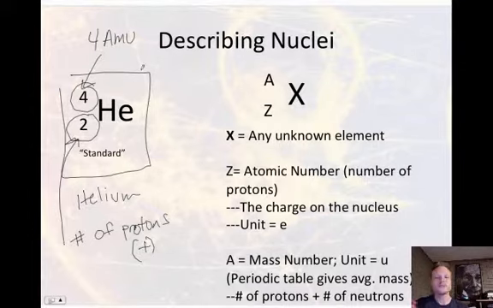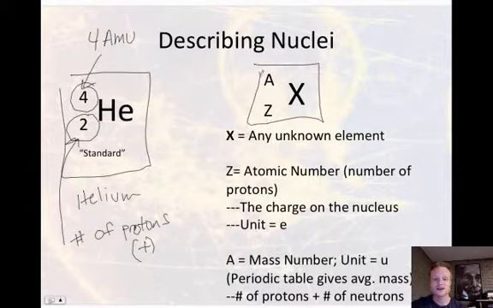Now in physics, we do things a little bit differently, especially in nuclear physics. You typically will see things like this, where you have an X, which stands for basically any unknown element on the periodic table. Z is the atomic number, which is the number of protons. And maybe a better way of looking at it is the actual charge on the nucleus. So for instance, helium has a charge of plus 2, for the 2 protons in the nucleus.